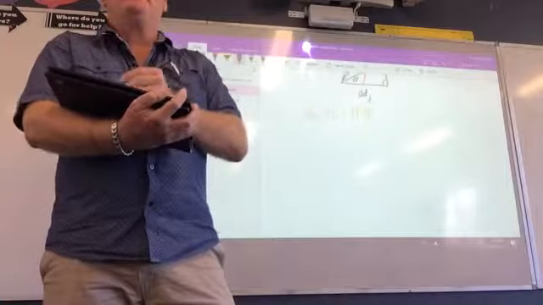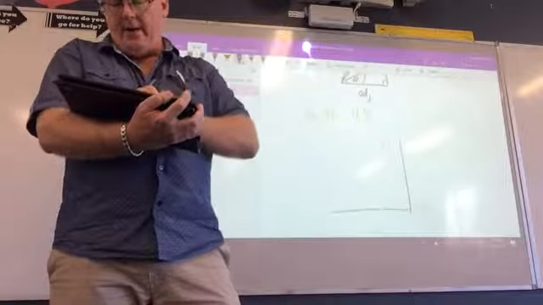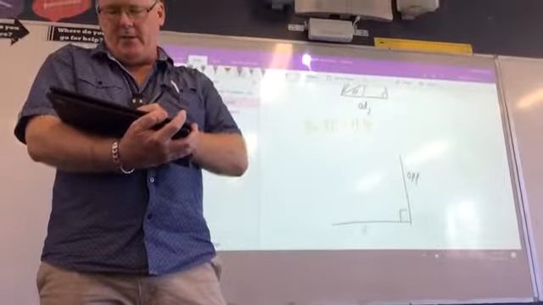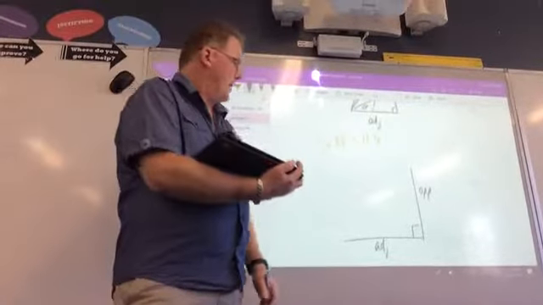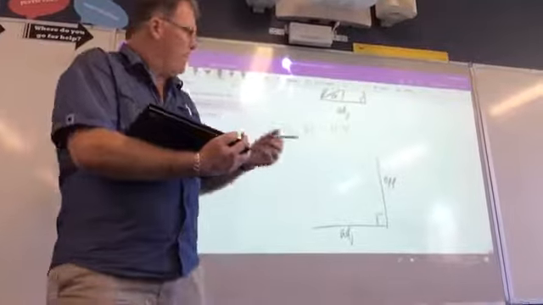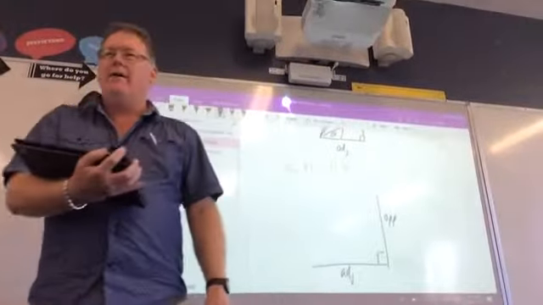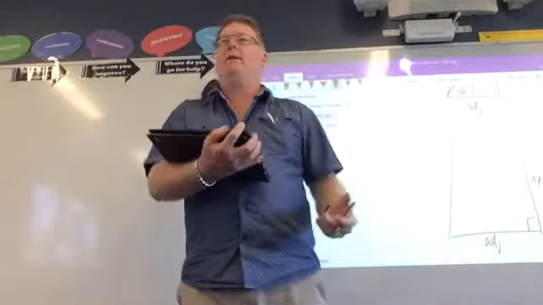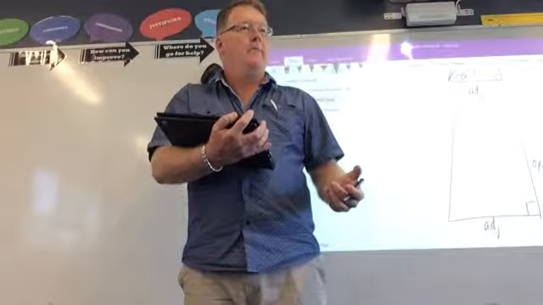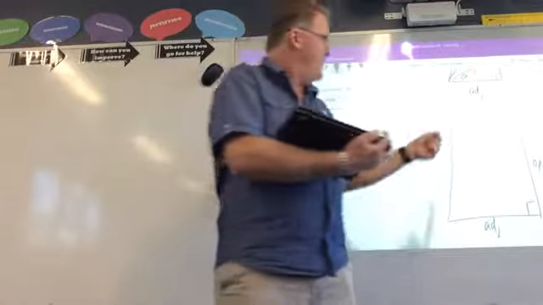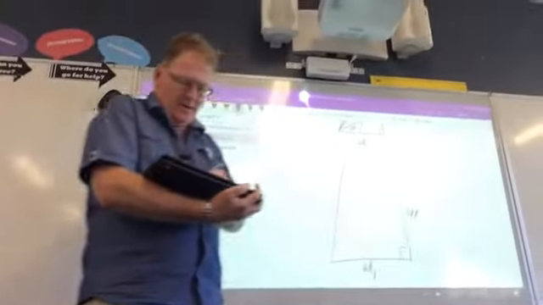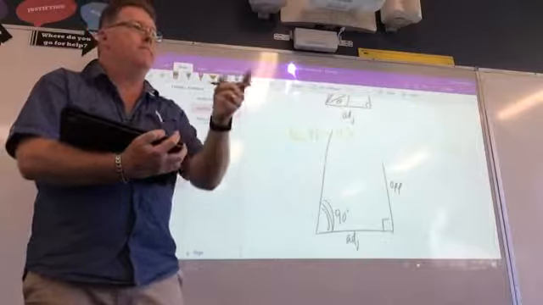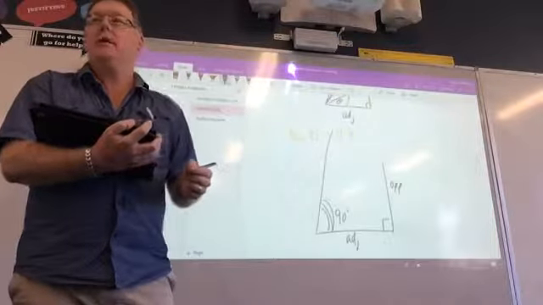Now, in order to do a ratio, we need to have a right angle. Do we agree with that? Okay, so this is my opposite side, this is my adjacent side. If I want my angle to be 85, that's pretty close to perpendicular. Do you agree with that? Yeah? So what happens when this angle becomes 90 degrees? It's not a triangle anymore.